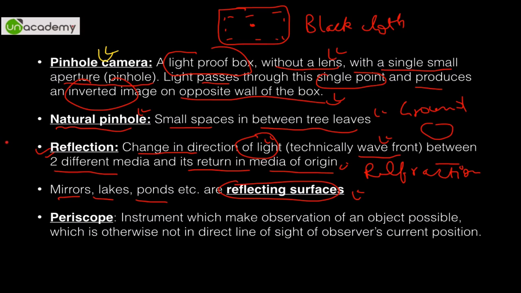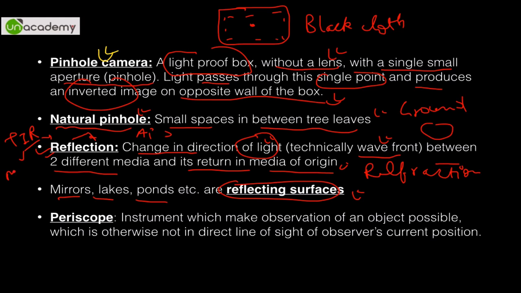And there is something called TIR also, which is called total internal reflection. In this, the media is so dense that the light just gets reflected on its own, and the angle of incidence is more than the critical angle. Anyway, I'll explain this later.